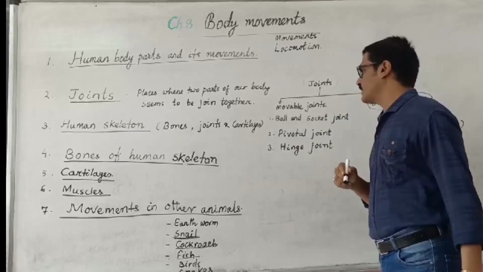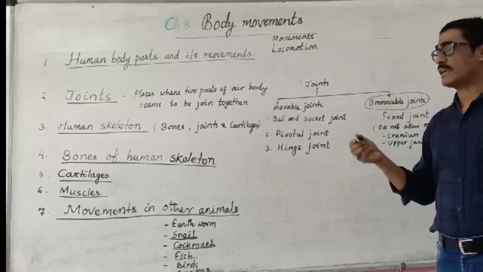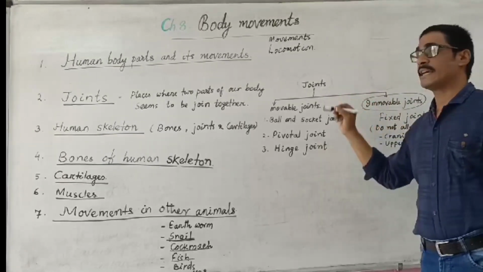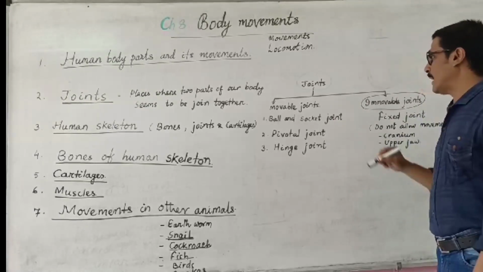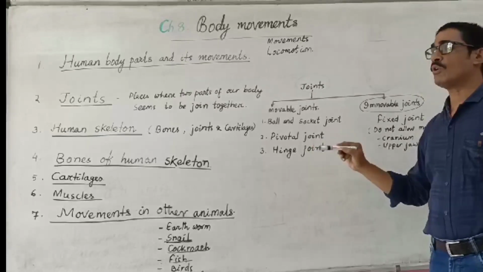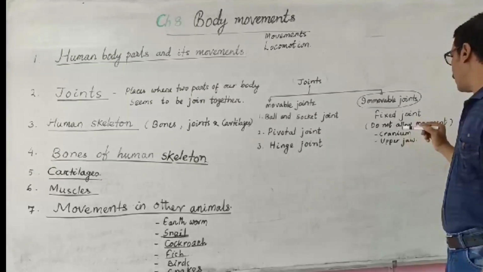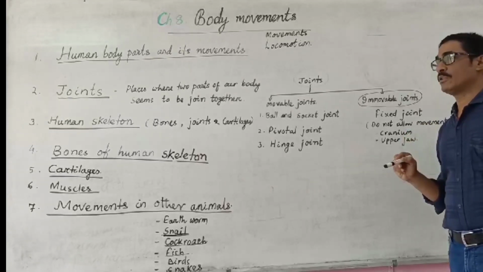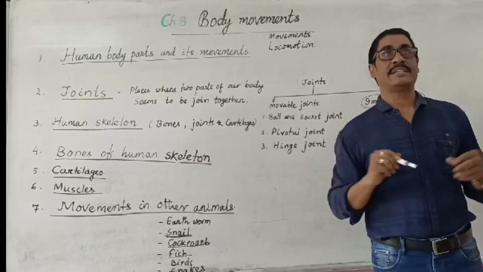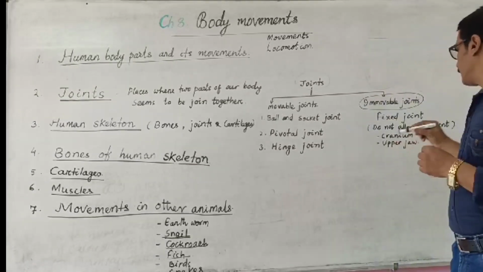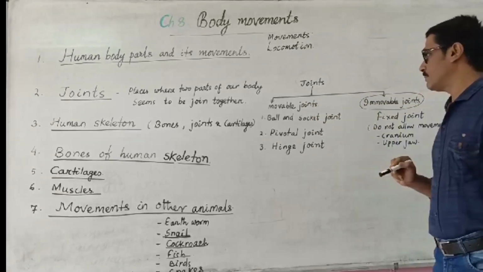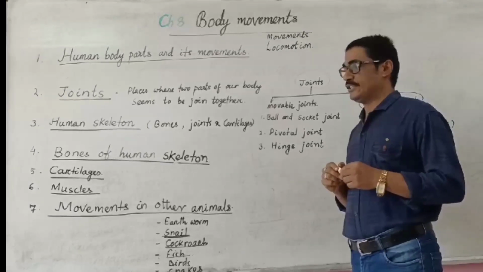Based on the types of joints, some joints are movable and other types of joints are not movable. The joints which can move are known as ball and socket joint, pivotal joint and hinge joint. But some bones cannot move, they do not allow movement, for example the skull bones. The skull bones are fixed, they cannot move. Now, we will discuss the movable joints, that is ball and socket joint, pivotal joint and hinge joint.